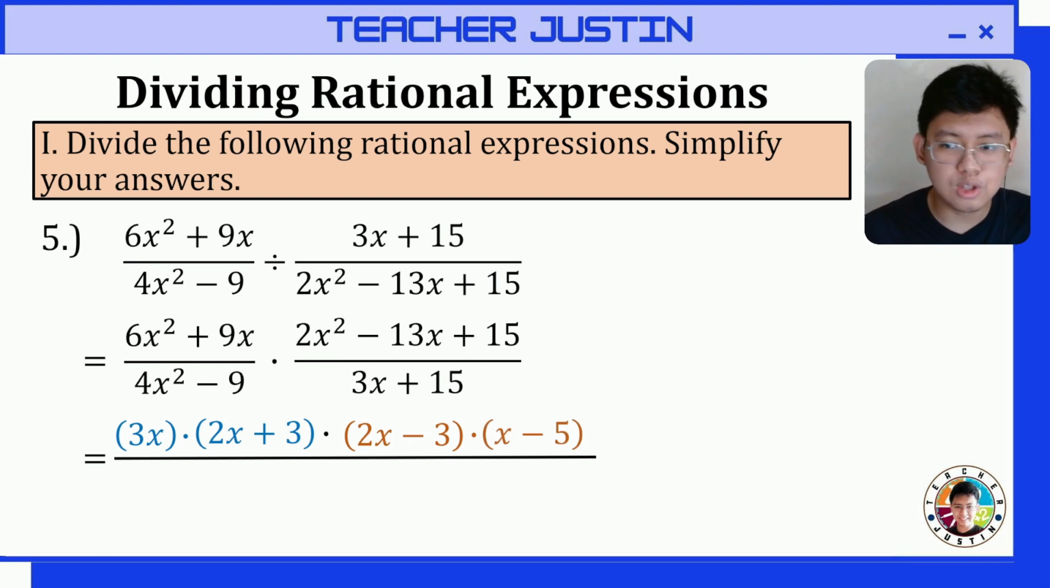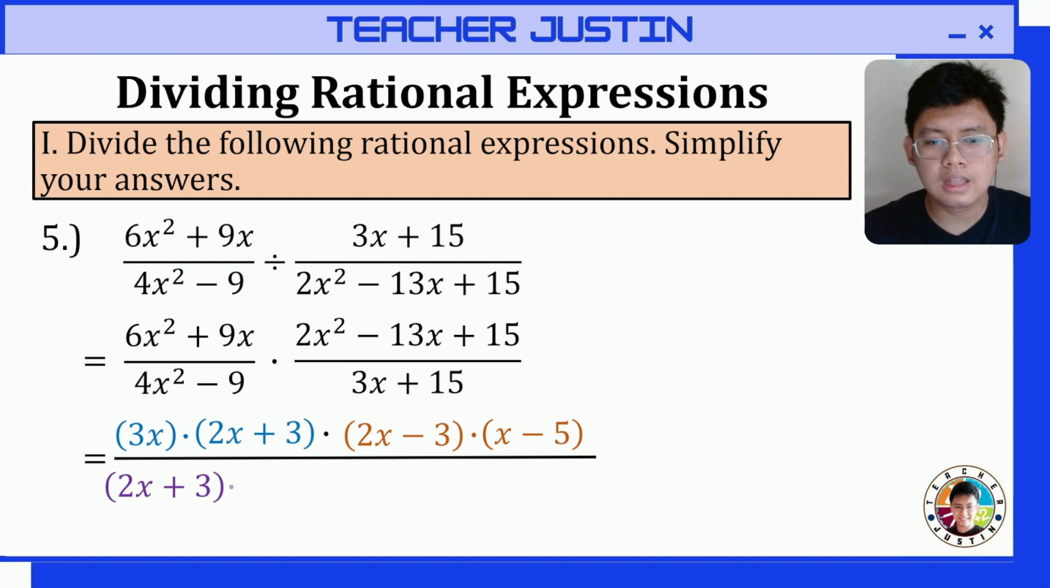Now that we are done with the numerator, let's go to our denominator. For the denominator 4x squared minus 9, we apply factoring difference of two squares. The factors will be 2x plus 3 and 2x minus 3. Now, let's proceed to our second denominator. 3x plus 15 can be factored using common monomial factoring. The common factor is 3, and the other factor will be x plus 5.